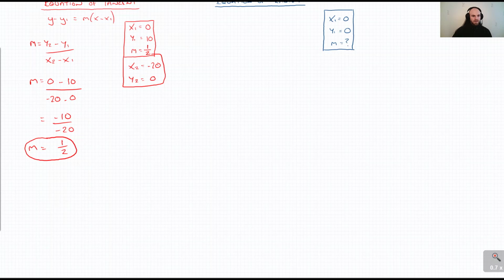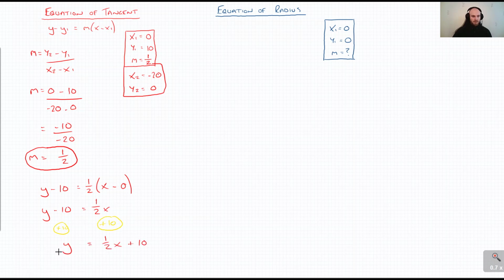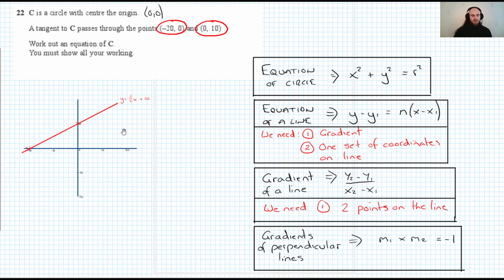So now we're going to go back to this equation of a tangent. We have y minus y1 equals m(x minus x1). So y minus y1, so y minus 10 equals, well, m is going to be a half, times x minus, well, x1 is going to be 0. So we're going to have y minus 10 equals a half x. And then a half multiplied by minus 0 is just going to be 0, so we just leave that blank. I'm going to add 10 to both sides. And there we have the equation of the line of the tangent. Like I said on the cheat sheet, we really want to draw everything we have. So we know that this line of the tangent is going to be y equals a half x plus 10.